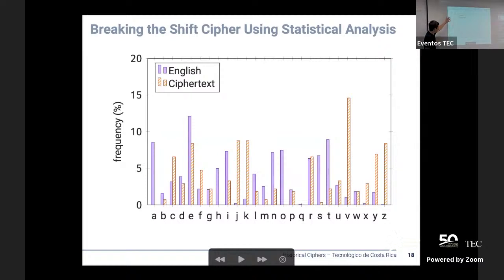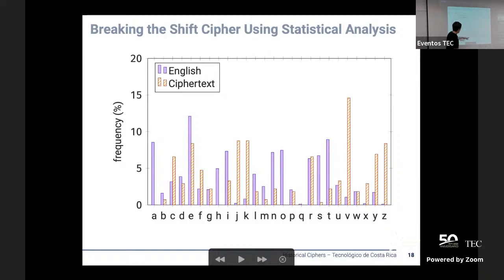What we know from normal English is that the distribution of letters is completely different. The V doesn't occur that often, but the E, for example, occurs way more often. So we can form a hypothesis that maybe the V maps to the letter E. If we now compute 1, 2, 3, 4, 5, 6, 7, 8, 9, we have to go 9 steps forward in order to decrypt.